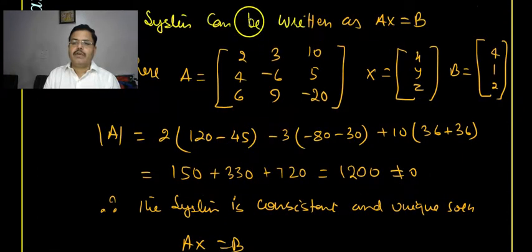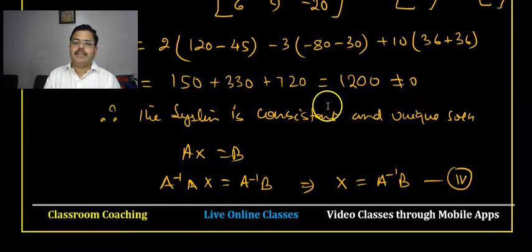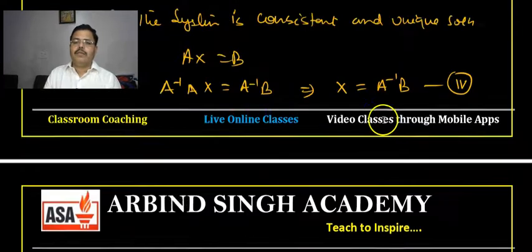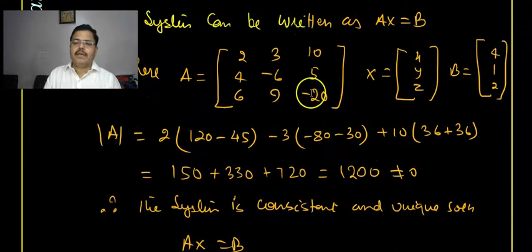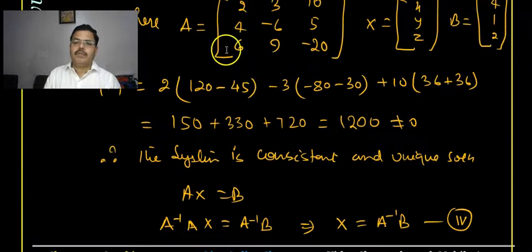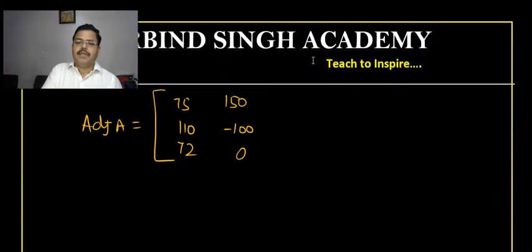Now the second row, second column: this and this cancel. 22 is 40 minus 40 minus 60. That is minus 100. So here minus 100 will come. Now the cofactor of second row and third column: in that case this cancels. 9 2 is 18 and 6 3 is 18, 18 minus 18 is 0. So we will write here 0. Now third row and first column: that cancels and this cancels. 5 3 is 15 plus 60, that is 75. So it will come 75.